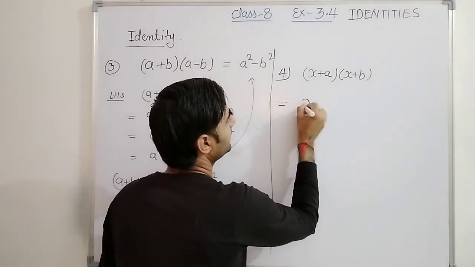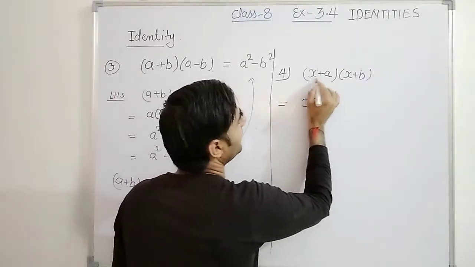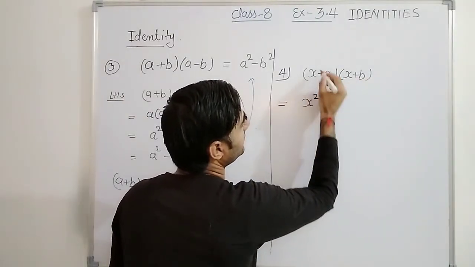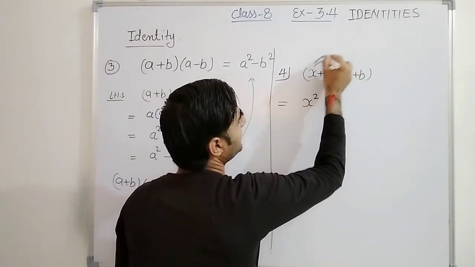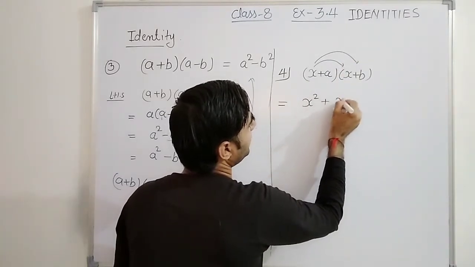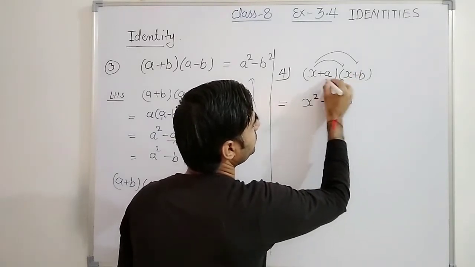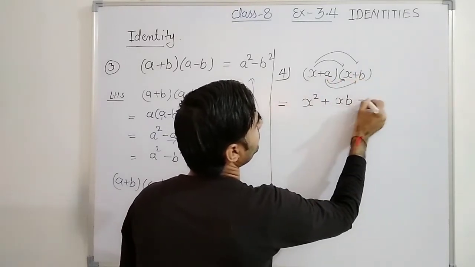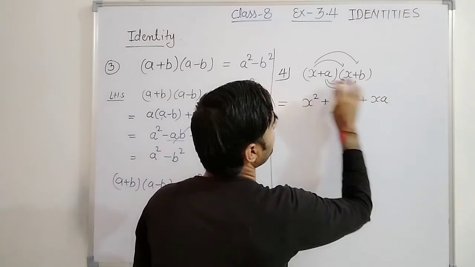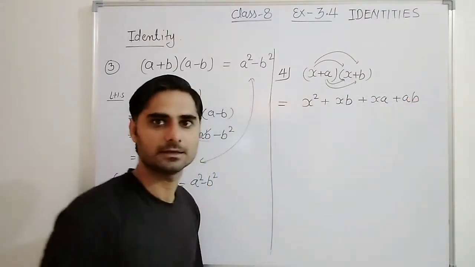X multiplied by x will be equal to x square, right? Then x will be multiplied by b. Understood? X by x and x by b. So this will be equal to plus xb. Correct? Now this a will be multiplied to both of them one by one. So plus xa, and a multiplied by b is equal to ab.